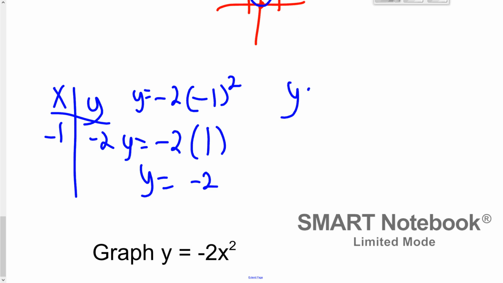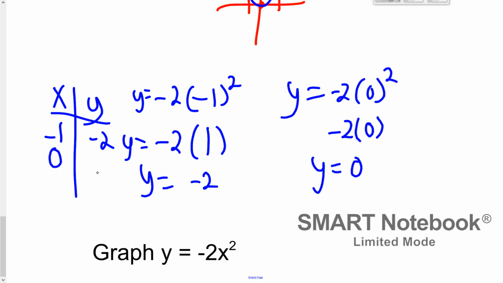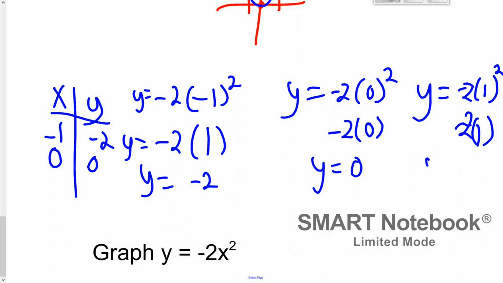Plug in a 0 for x. 0 squared is 0. 0 times the -2 is still 0, so my y is 0. So I get the point 0, 0. And then finally, plugging in a +1, and squaring that we get 1, and then 1 times the -2 is a -2. So we plugged in +1 and got a -2 as well. So notice that these are the same. We always had 0, 0.